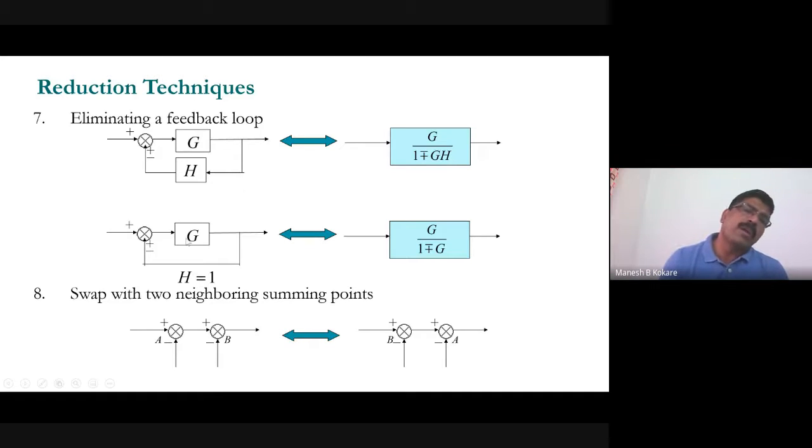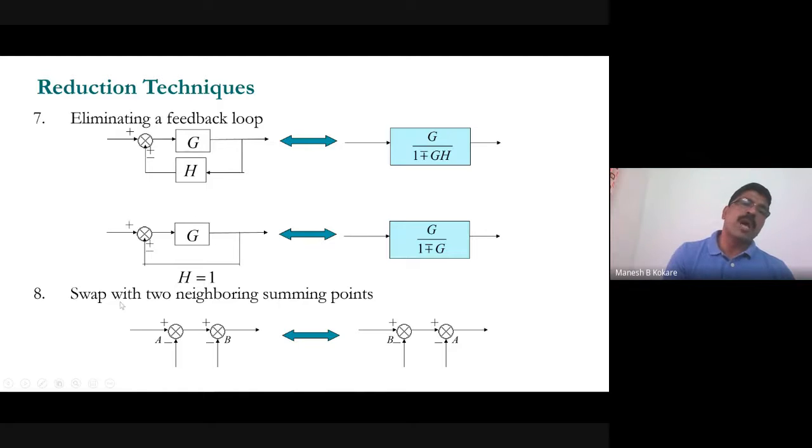Now when h of s is equal to 1, it is a unity feedback. Then what do we have to do? You just have to put the value of h equal to 1. Now if you put h equal to 1, this will be equal to g upon 1 plus or minus g, right? So this will have a plus sign if it is negative feedback, and a minus sign if it is positive feedback. So for unity feedback, it will be g upon 1 plus or minus g, right? So these are very, very important 7 rules which we have studied in the block diagram reduction technique.